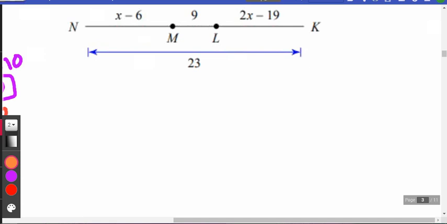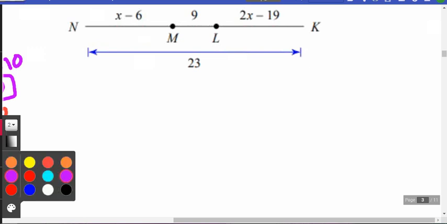All right, the second problem. We have segment NK broken up into 3 separate segments here: NM, ML, and LK. Let's highlight these different parts. We have NM as x minus 6, ML as 9, and LK as 2x minus 19. If we add each of these pieces together, it should equal 23.